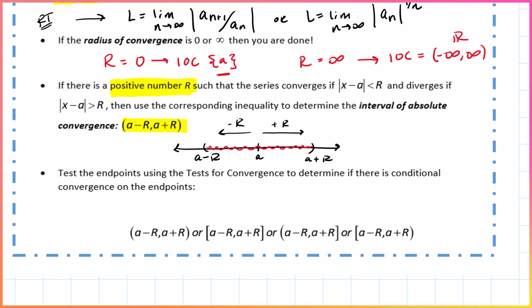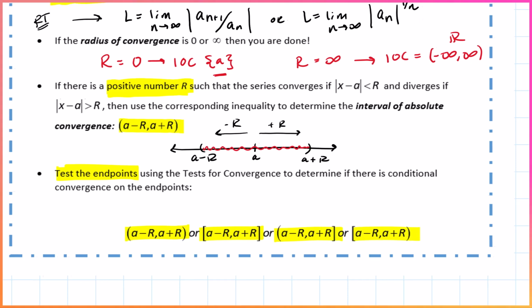We know we will have convergence, absolute convergence, from a minus r to a plus r. But then we have to actually test those endpoints. So then we test those endpoints because it could be that we have one of these 4 possibilities. So we test each of the endpoints.